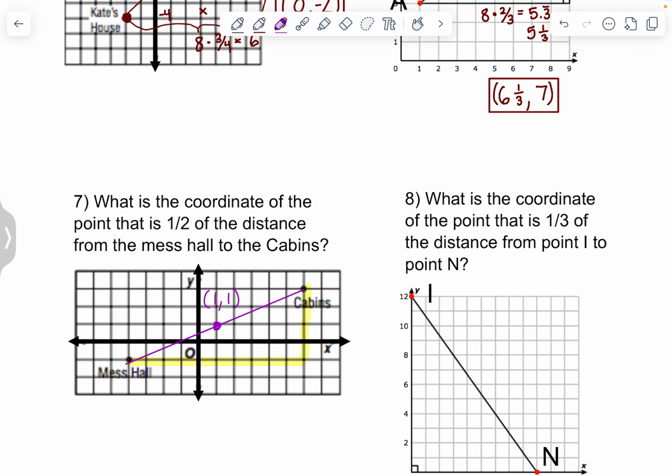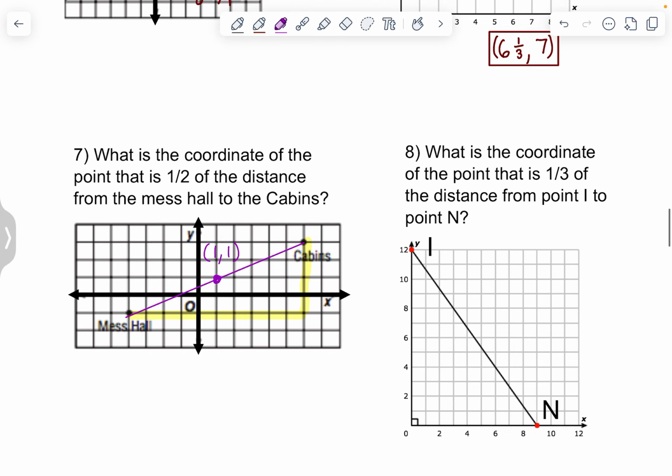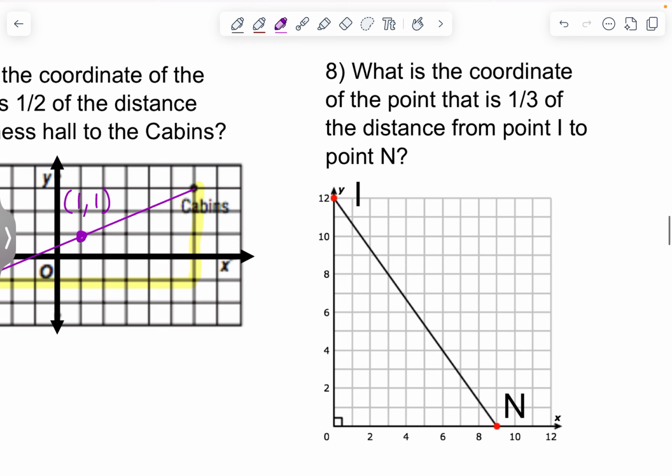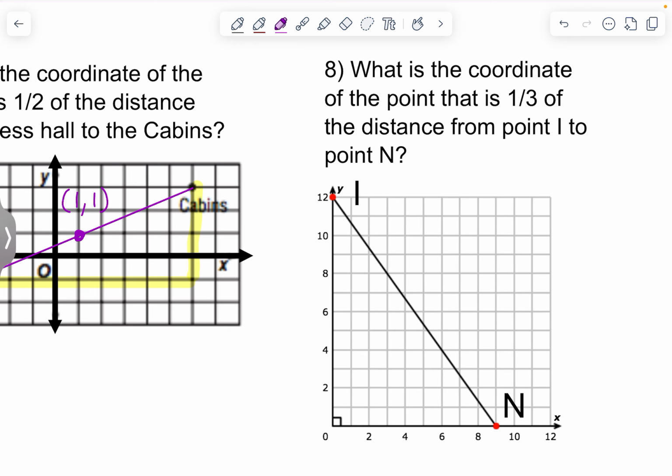Whew, not too bad. Here's our last problem before you get to try it out on your own, which I am going to give you a little bit of help, okay? I'm going to do one problem with you. Let's do this last one together. What is the coordinate of the point that is 1/3 of the distance from I to N?